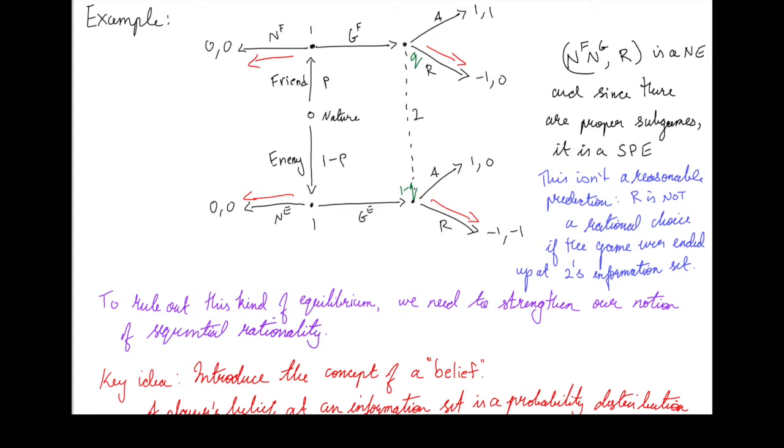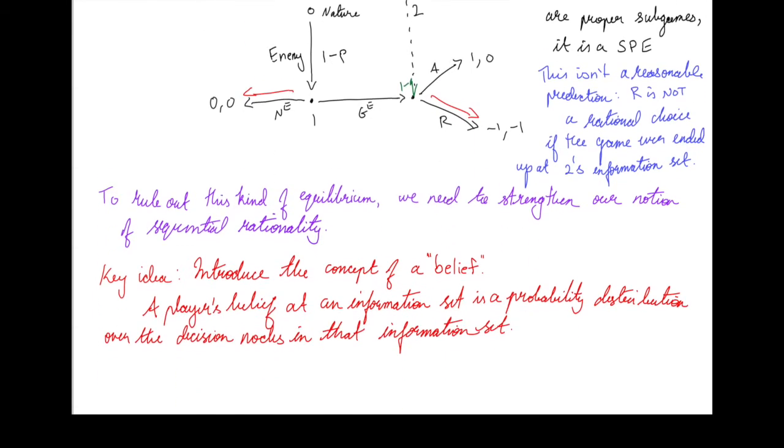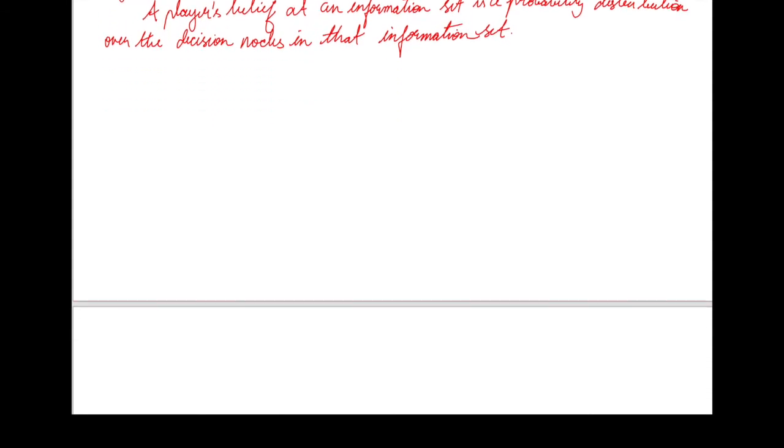Player 2 only knows that they're in that information set, but q tells player 2 what the relative likelihoods are of being at the different nodes in that information set. And that's what allows player 2 to decide what the best course of action would be. So let's see how these beliefs should be built and where they come from.